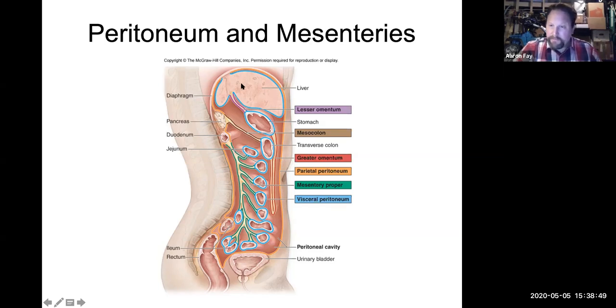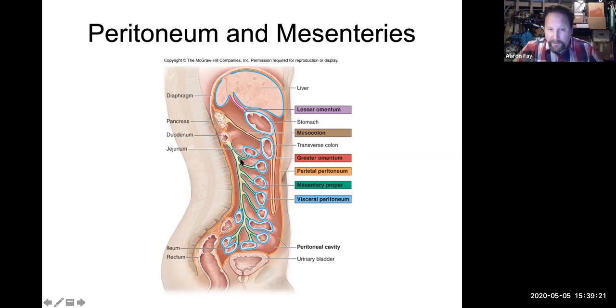If the visceral peritoneum is in contact with an organ, you just call it visceral peritoneum, shown in blue here and here. When that layer leaves that organ and jumps to another structure, that gets a special name. It's usually called a mesentery or omentum or something like that. So this one, where the visceral peritoneum jumps from the liver to the stomach, is called lesser omentum. The structure hanging off the greater curvature of the stomach is called greater omentum.